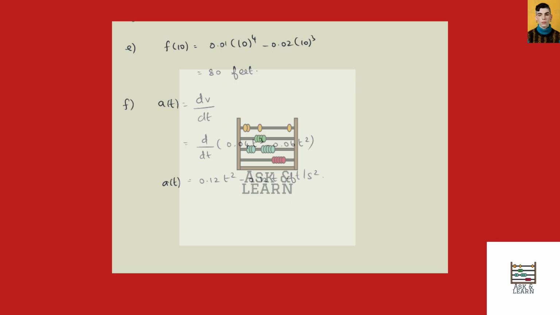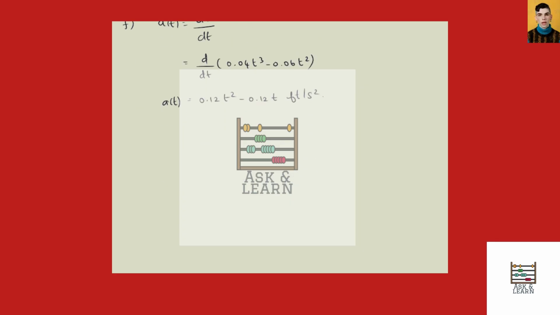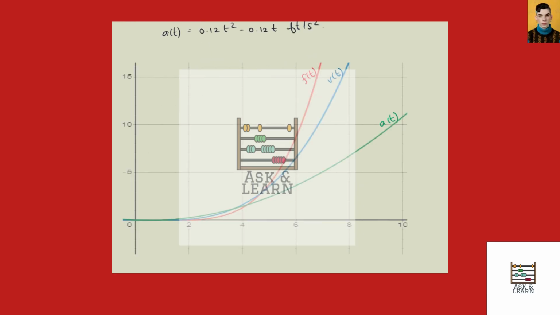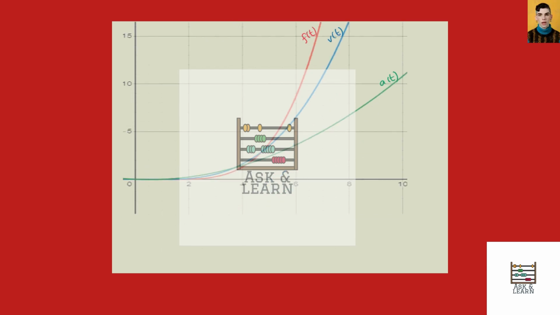And then here we have to graph the velocity, position and acceleration for 10 seconds, so here we will get the graph that represents the position, velocity and acceleration at time t up to 10 seconds.